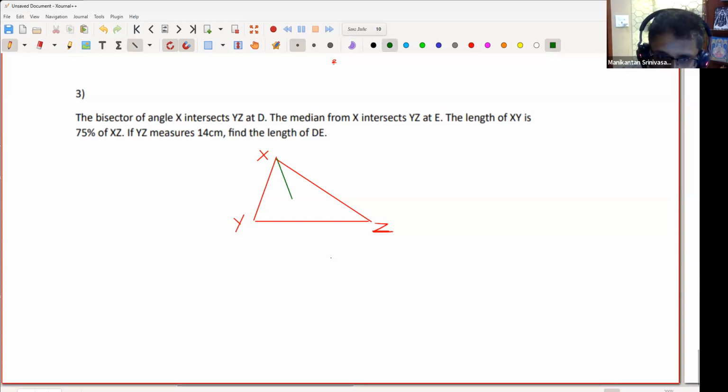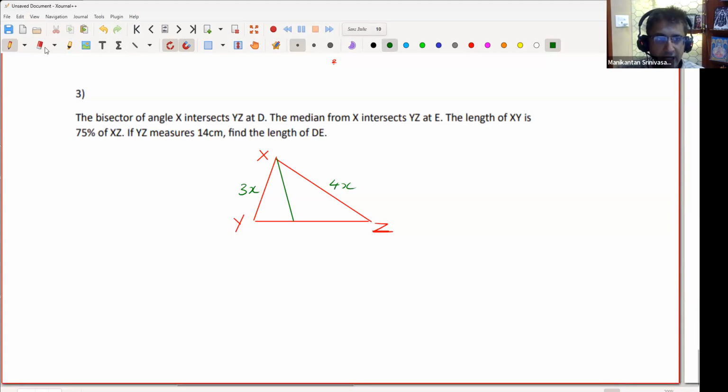Angle bisector is like this. One important property you know is it divides the base in the same ratio as XY is to XZ. And the length of XY is 75% of XZ. So let's say this is 3x, then this is 4x. 3:4 is 75%, right? So 3x and 4x are the ratio.